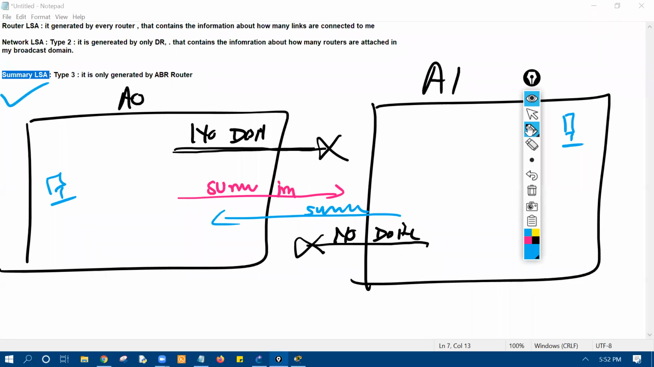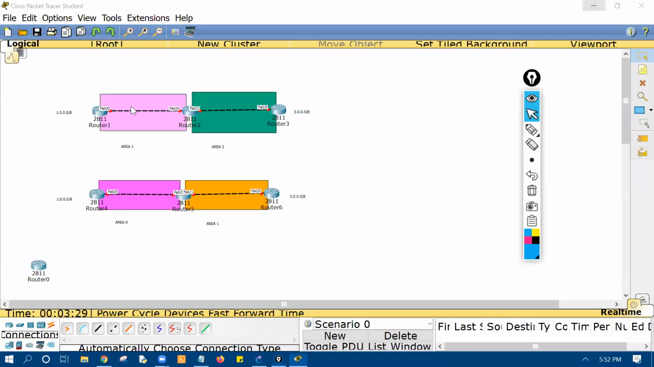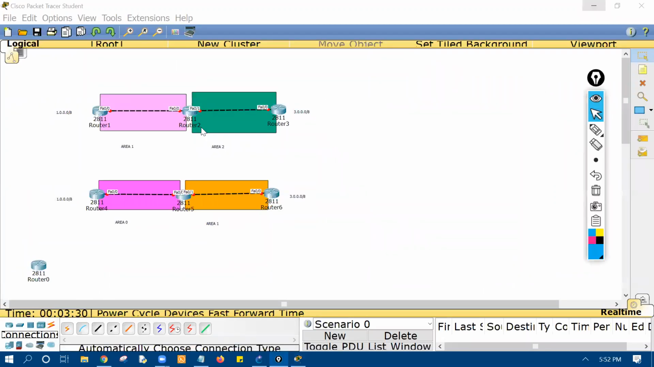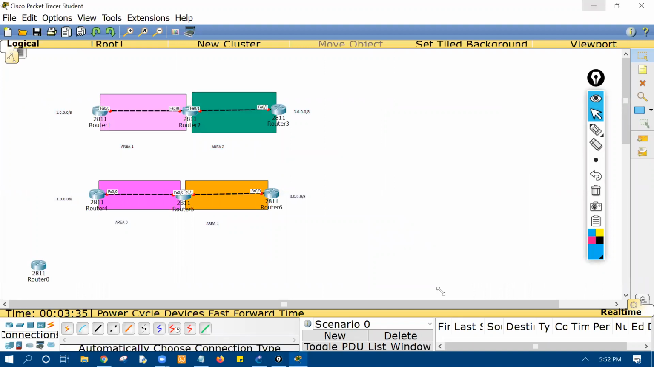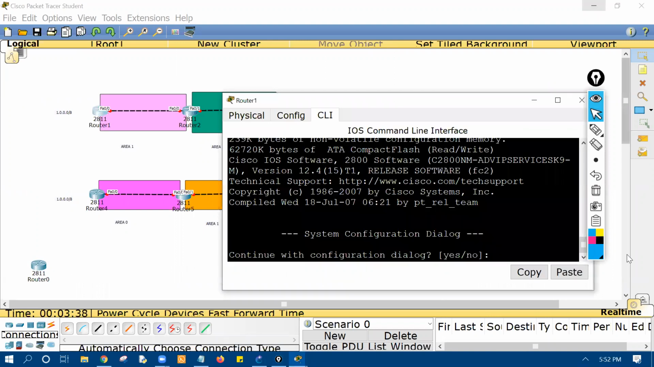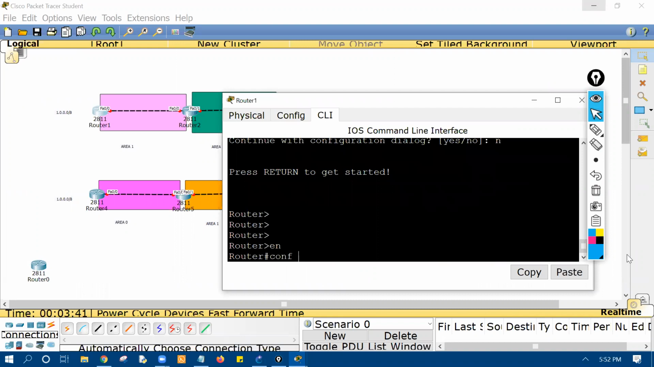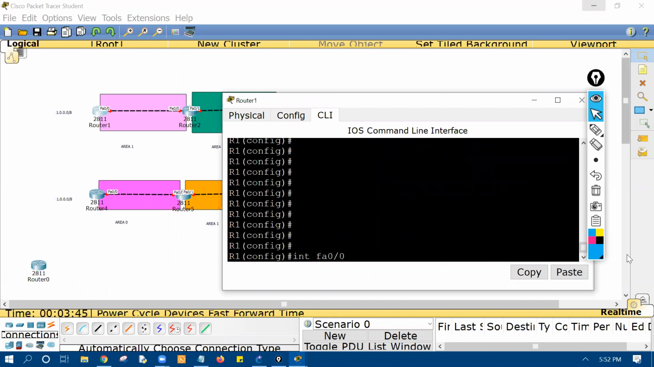Okay, so now let's come to the point. Let me draw this topology first. In the CLI: enable, configure terminal, hostname R1. Interface 0/0, IP address will be 12.1/24.